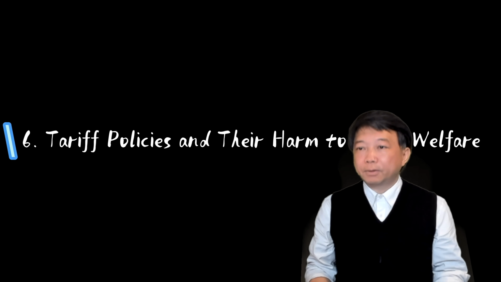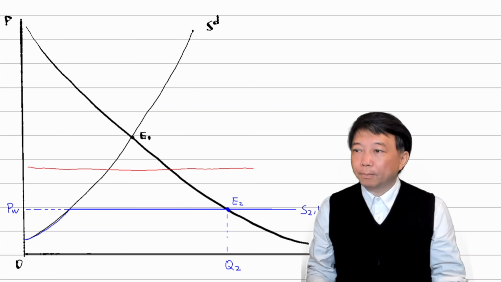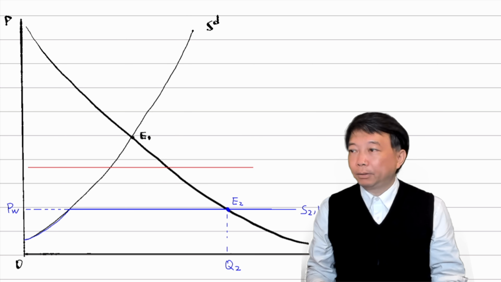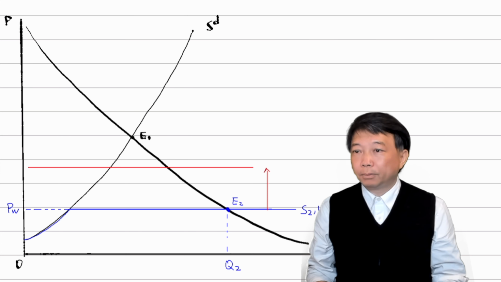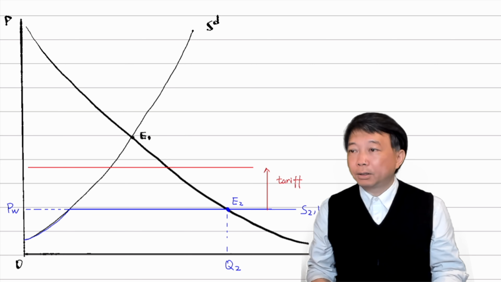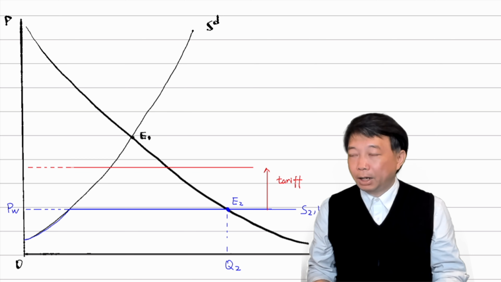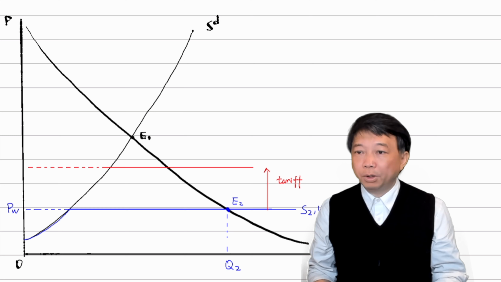Next, we examine the effects of tariff policy on social welfare. Suppose the US government imposes a tariff on imported crude oil, with each unit of oil levied a $T tariff. We know the market equilibrium is E2 with free trade, where the equilibrium market price is the world price PW and the equilibrium quantity is Q2.